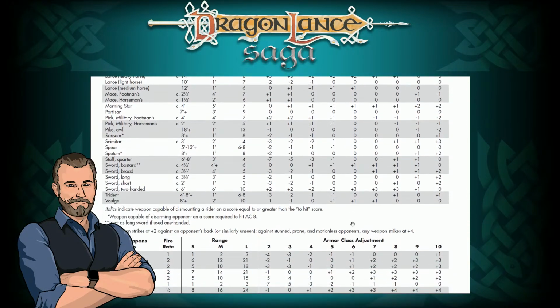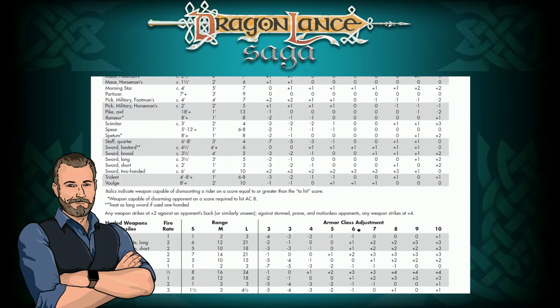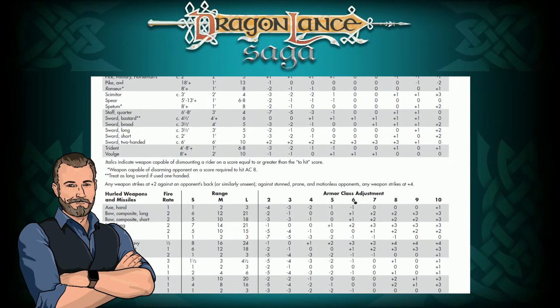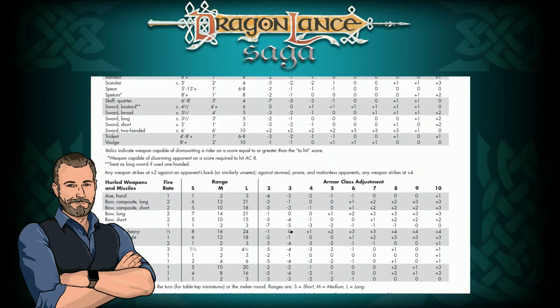Oh boy. All right, so hurled weapons and missiles. The firing rate, the range, and the armor class adjustment. Any weapon strikes at +2 against an opponent's back, or similarly unseen. Against stunned, prone, and motionless opponents, any weapon strikes at +4. That's an important note to take, as that's going to help you hit people, and it seems kind of buried between the weapons tables here. I feel like that should be in a call-out box or something.